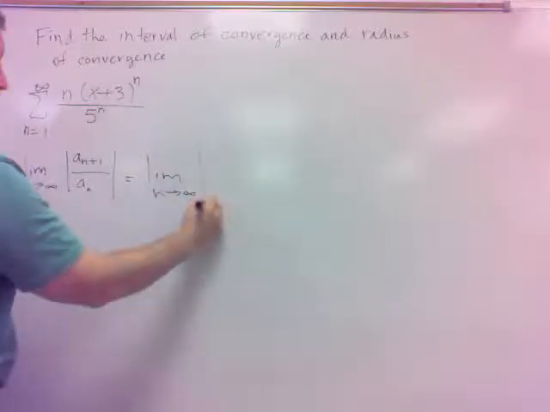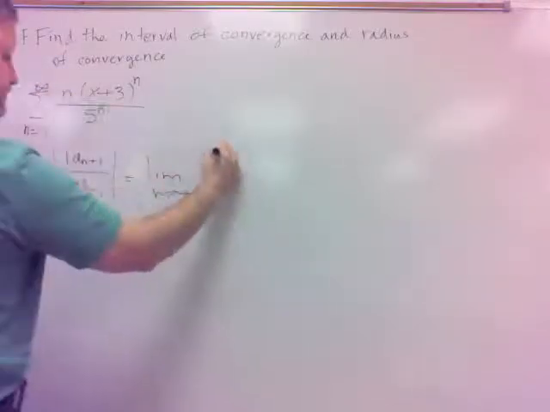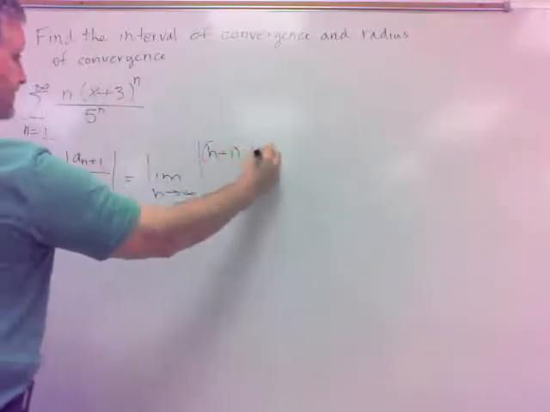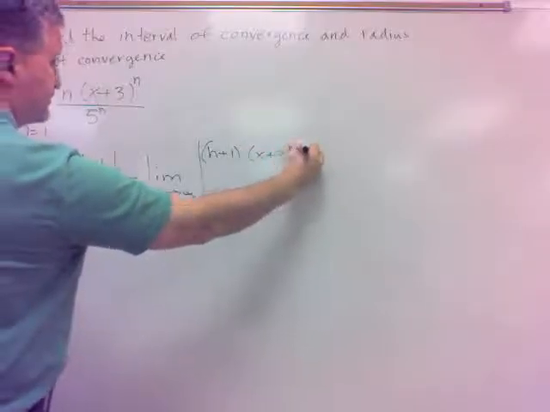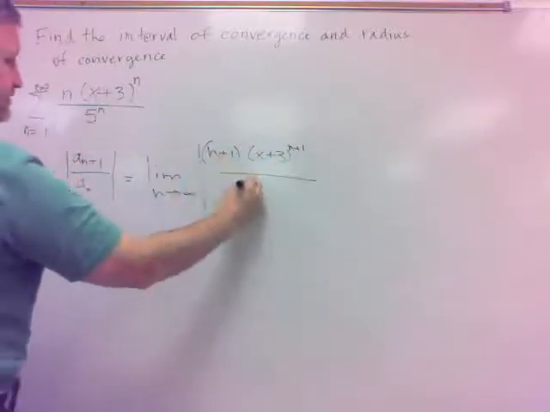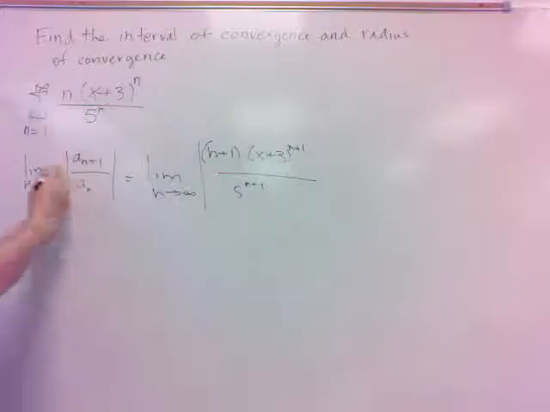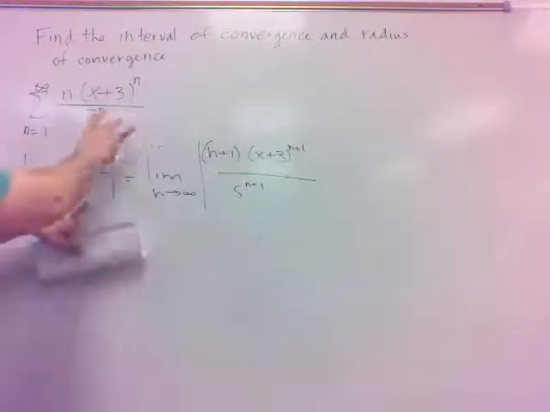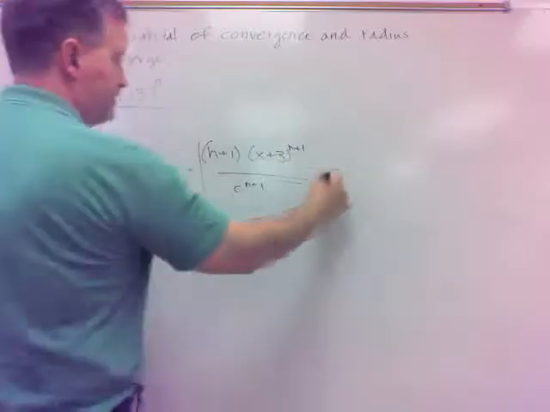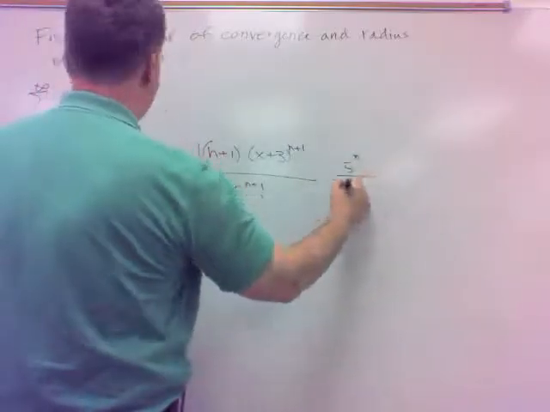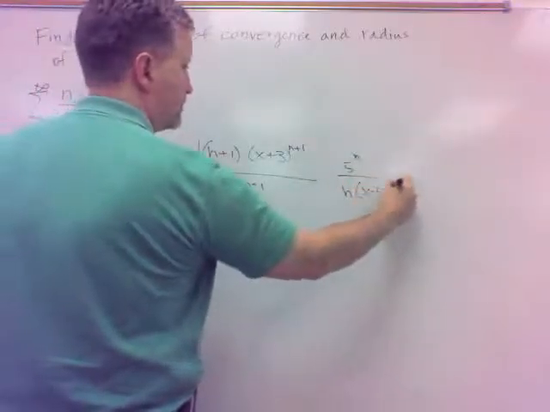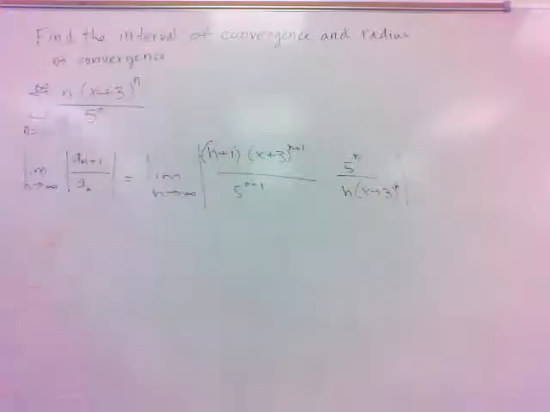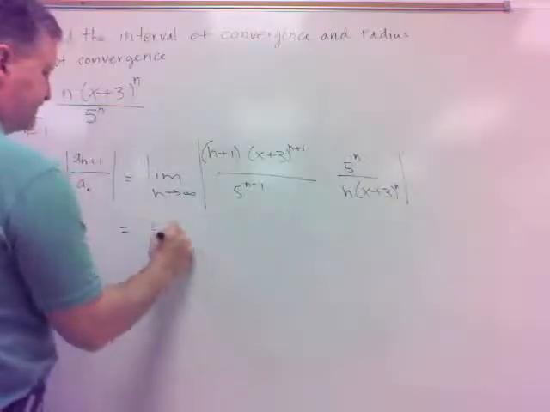Well, I'm seeing it's going to be n plus 1 times (x plus 3) to the n plus 1 divided by 5 to the n plus 1. That's a sub n plus 1. But divide that by a sub n, so that's going to be times the reciprocal. So this is what I have to work with. This looks pretty long, but I think some nice things happen.